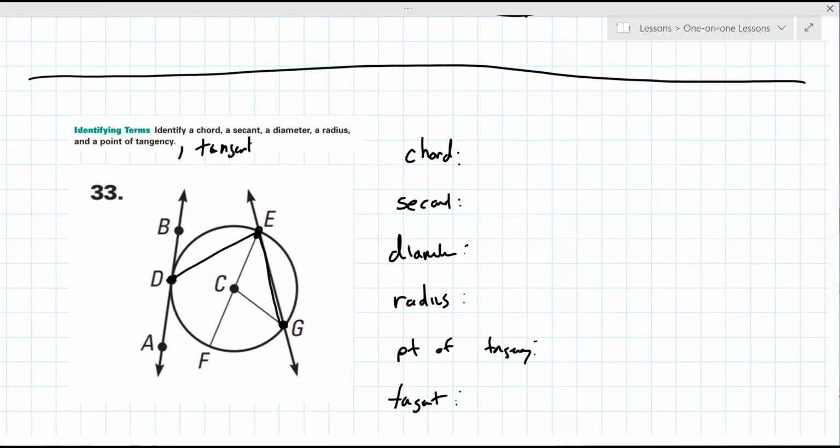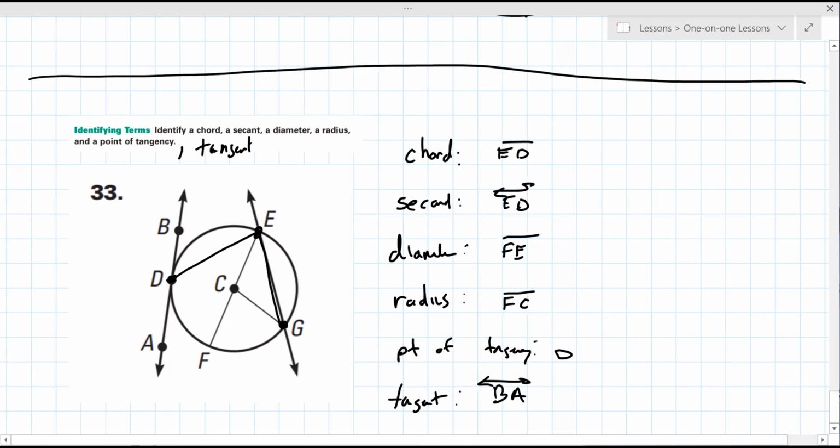Okay, so our chord is line segment EG. Our secant is line EG. Our diameter is line segment FG or FE. Our radius is line segment FC. Our point of tangency is D. And our tangent is line BA. Our tangent is BA. Okay.